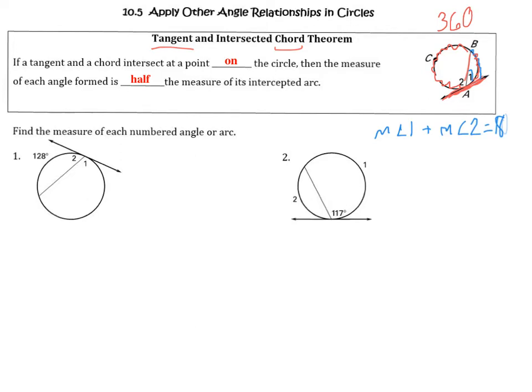So based on that, I can already tell that these angles in here, 1 and 2, are going to be half the measure of the arcs that they open up to. And that's exactly what they say here. It's half the measure of the intercepted arc. So let's see if we can apply this theorem.